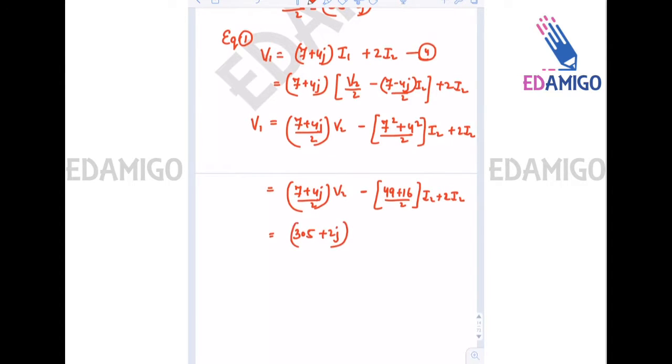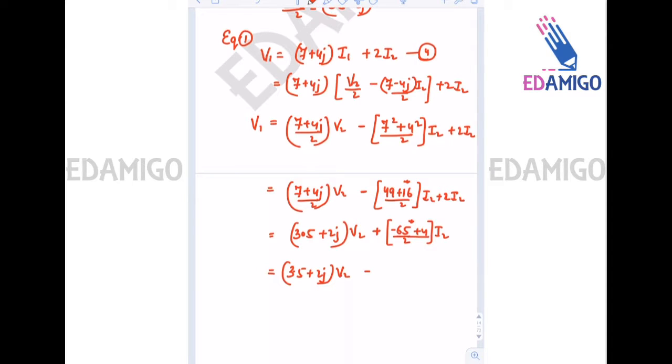This will be equal to (3.5 plus 2j) V2, and after solving this we will get minus. Now 49 plus 16 is 65, so 65 divided by 2 minus 65 divided by 2 plus 4 I2, that is (3.5 plus 2j) V2 minus, and this is plus 4, it will be like this.